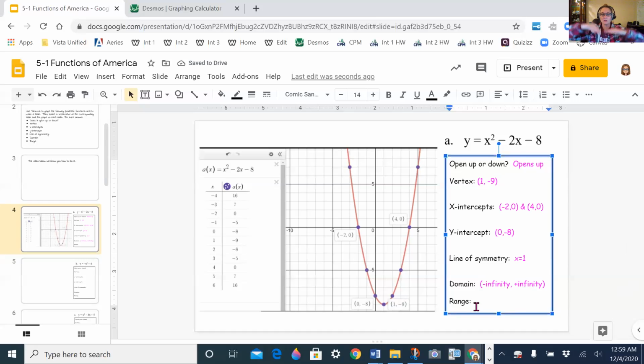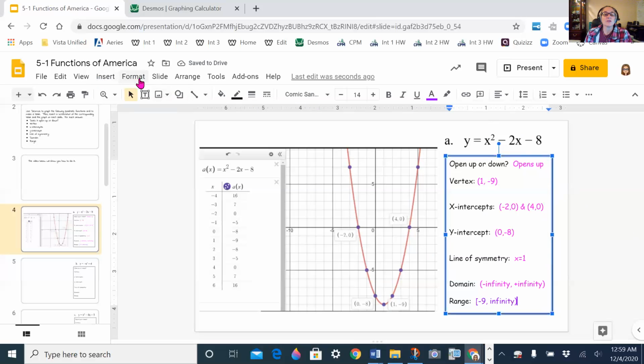And then my range is my y's. So how low and how high does the graph go? So the lowest the graph goes is down here at the vertex, which is going to be down at 1, negative 9. So it goes as low as negative 9 and then it goes up forever. So what that means is this is going to be square bracket, negative 9 to infinity, open bracket, okay?